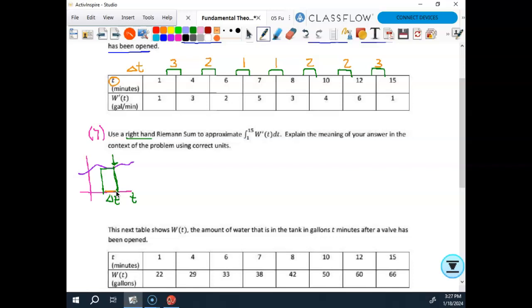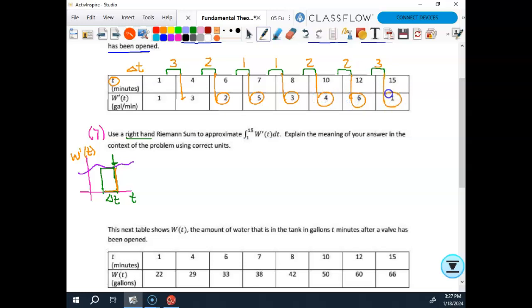The height of my rectangle is my actual W prime of t value, if you recall that, but on the right-hand side. So if my interval goes from 1 to 4, then the right-hand side here, this is the number that I use. Right-hand side, number that I use. I would say just circle them, just like this.